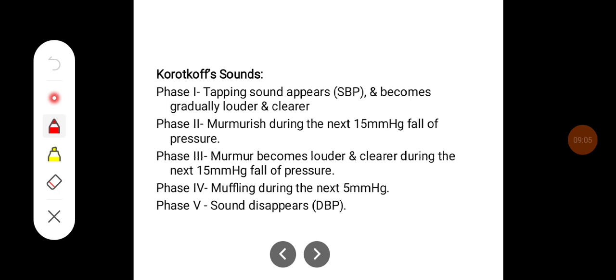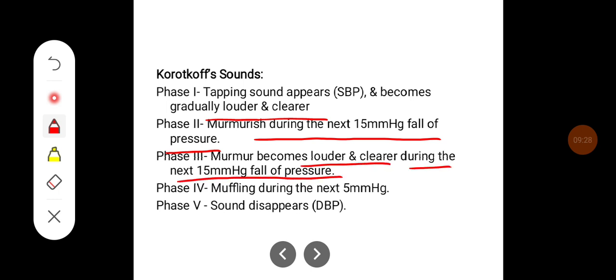In phase 1, usually a tapping sound appears, which corresponds to systolic blood pressure, and becomes gradually louder and clearer. Phase 2 is murmurish during the next 15 mm Hg fall of the pressure. Then in phase 3 the murmur becomes louder and clearer during the next 15 mm fall of pressure. Then phase 4 is muffling during the next 5 mm Hg, and phase 5 is the disappearance of the Korotkoff sound, which corresponds to diastolic blood pressure.